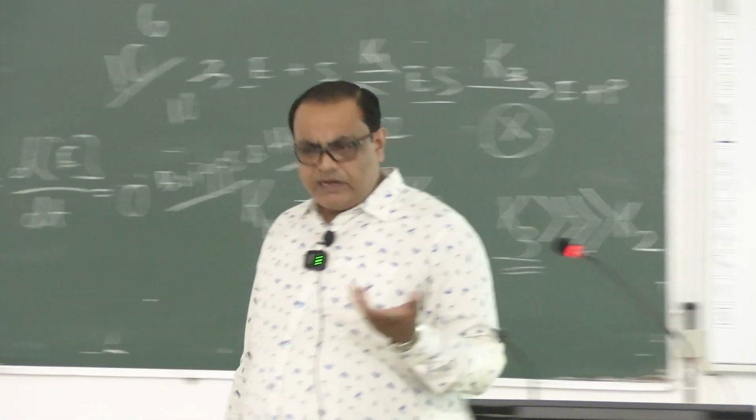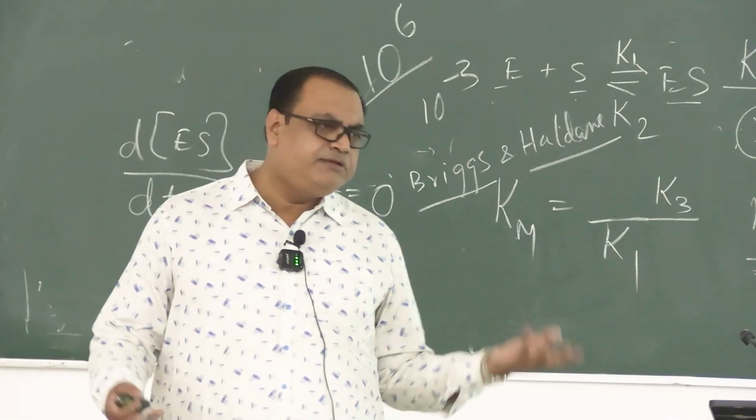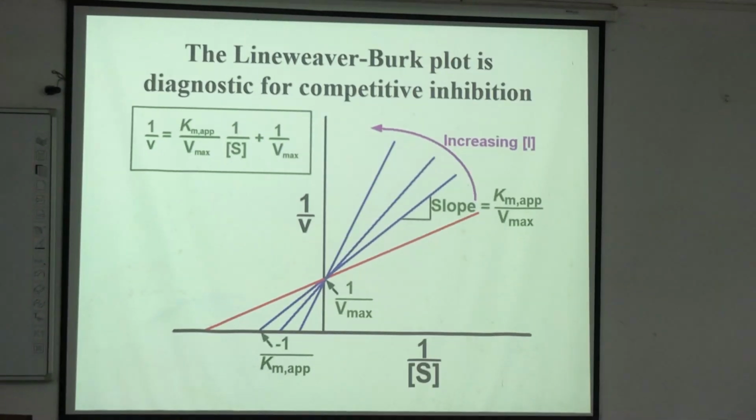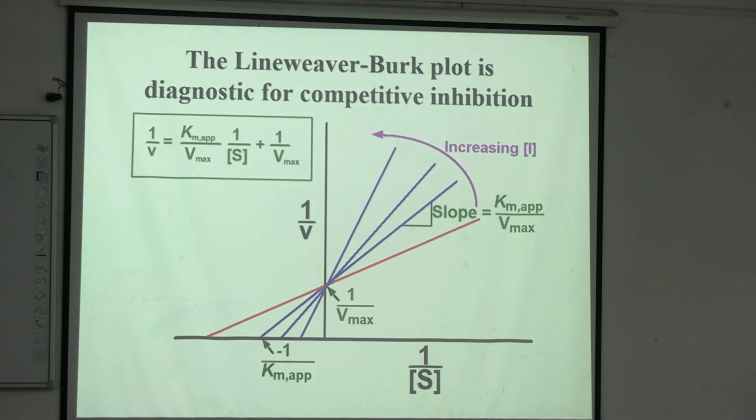So the Km value will increase, but will it change the rate of reaction? Because the enzyme is the same, the substrate is the same. See, draw it. This one, the red color. Increasing inhibitor means it will go like this. This is without inhibition. Take any one, this is with inhibition. The red line is without inhibition. Any blue line is with inhibition.